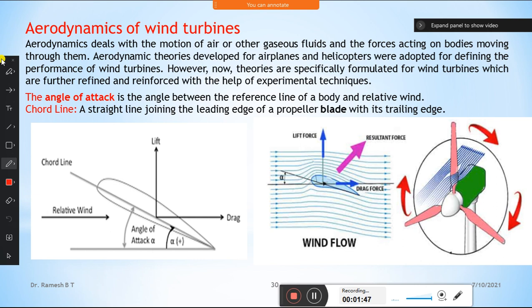So aerodynamics is the motion of air or any other gas or fluid, and the force acting on that body. The moving fluid acting on an object is what creates the aerodynamics. Clear? Actually this aerodynamic theory was earlier developed for aeroplanes.